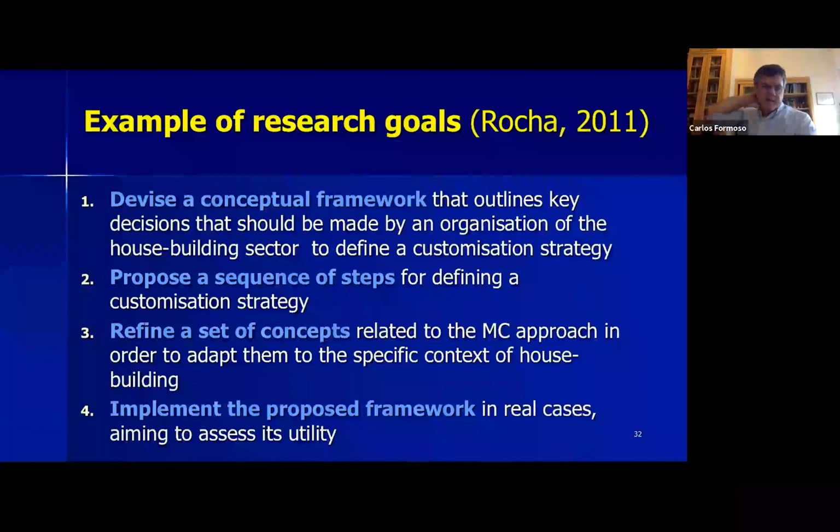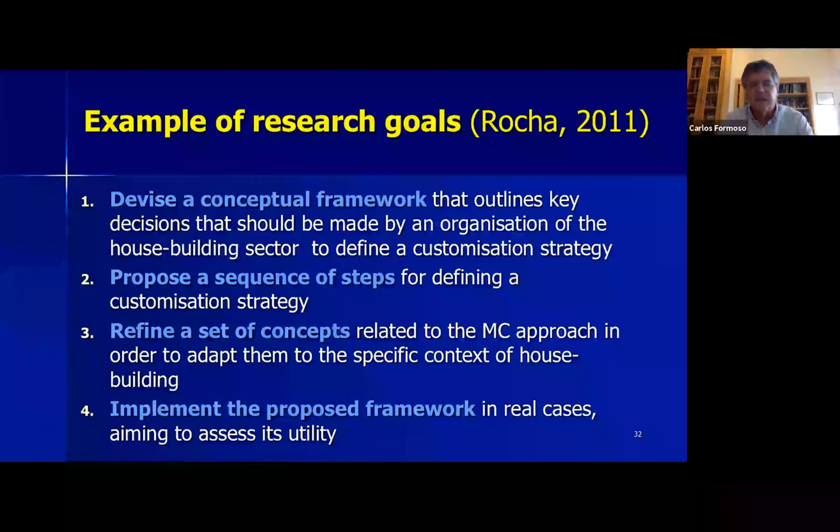This is another example of a research of one of my students, Cecilia da Rocha. She did some work on mass customization, implementing mass customization in house building, right? So mass customization, it is an approach to provide flexibility in the design of houses and apartments, but at the same time be efficient, right?